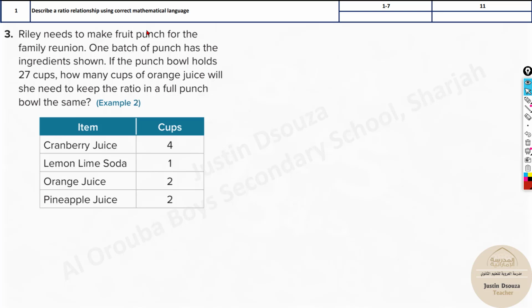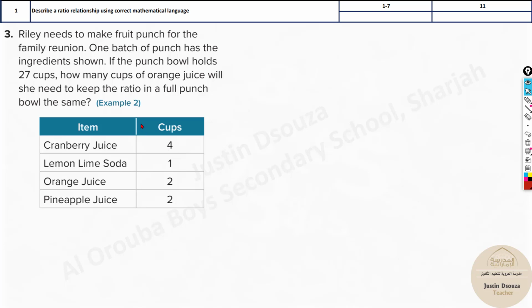Riley needs to make fruit punch for a family reunion. One batch of punch has the ingredients shown. The punch bowl holds 27 cups. How many cups of orange juice will she need to keep the ratio in the full punch bowl the same? See now, imagine you're seeing someone cooking in the kitchen.